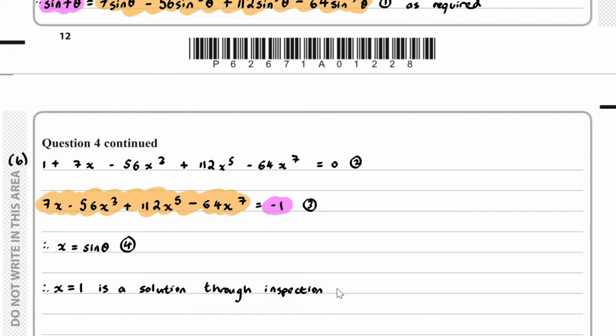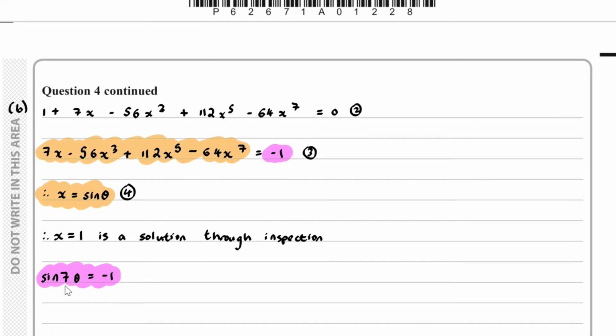So what we now have is this, which we found by comparing this with this, and what we also have is sine 7 theta equaling minus 1. And what we can now do is find out what theta is, and substitute back into equation 4 to find out the different solutions for x.